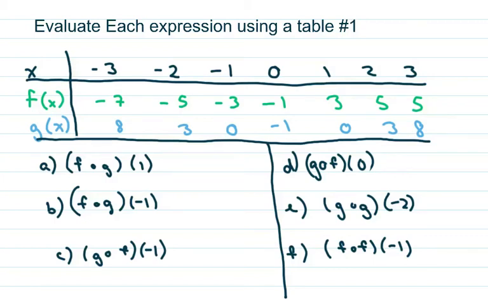Hi everyone, we're going to use composition of functions using a table. This is our table, and the first thing I'm going to do is rewrite this as f of g of 1.